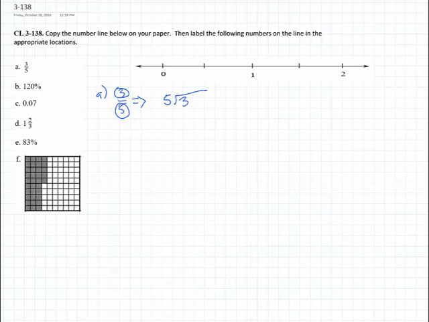Can't divide 5 into 3, so we're going to add the 0.0. 5 goes into 36 times. 6 times 5 is 30, so we have 6/10. So 6/10 would probably go somewhere here. This would be A. Okay, A goes right here.